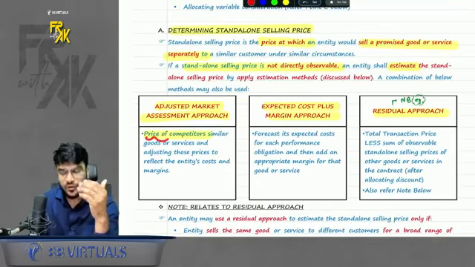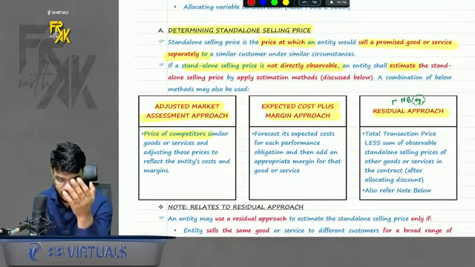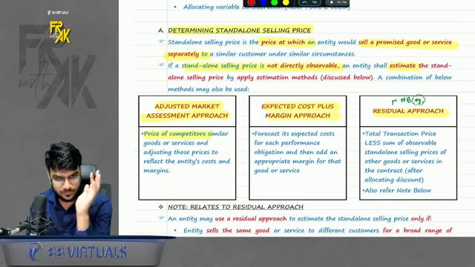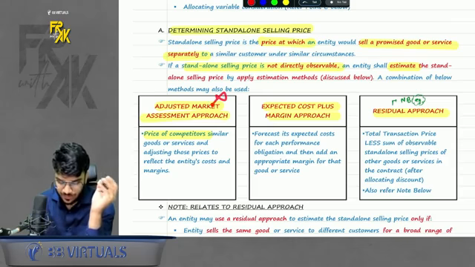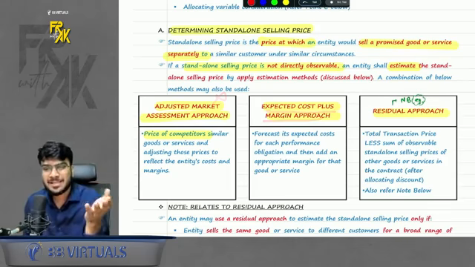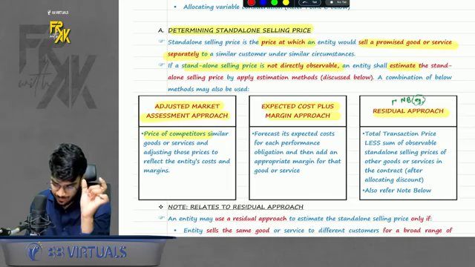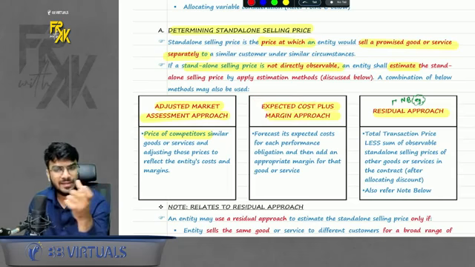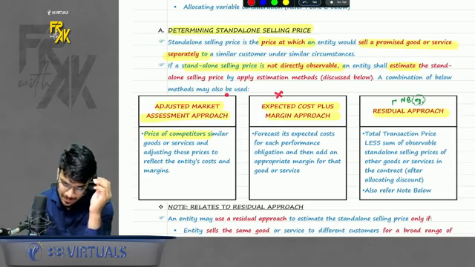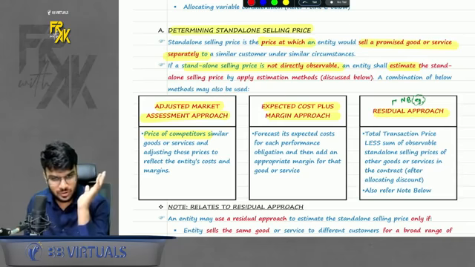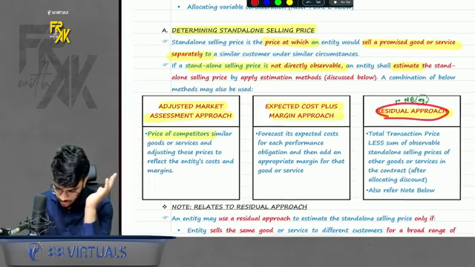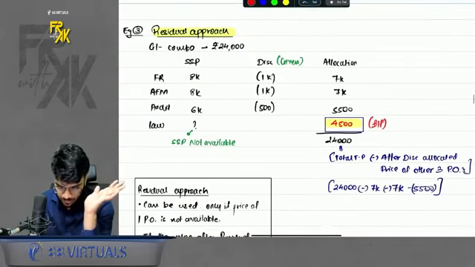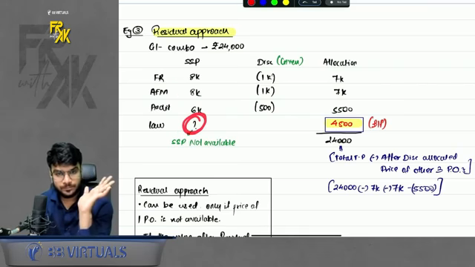First, if your own SSP is not available, check the price of competitors. If even that is not available, you will try to estimate the SSP by calculating the expected cost plus a reasonable margin in your business. You can find the selling price. If you can't use this method also, then you will use the residual approach. Now, what is the meaning of residual approach? Basically, let's say for example, you are selling a combo of 24,000. You are selling FR, AFM, audit and law. You don't have the SSP of law.